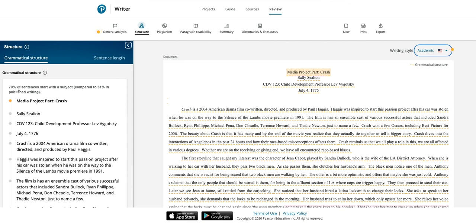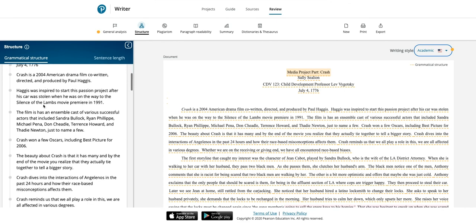Notice what it says here. 70% of sentences start with a subject compared to 61% in published writing. So it's just telling us that compared to typical academic writing or the writing that lots of people consume, which is roughly two-thirds of the sentences beginning with the subject, here I almost have three-fourths. Sorry, I got my numbers wrong. Two-thirds versus three-fourths. And it gives me those examples.